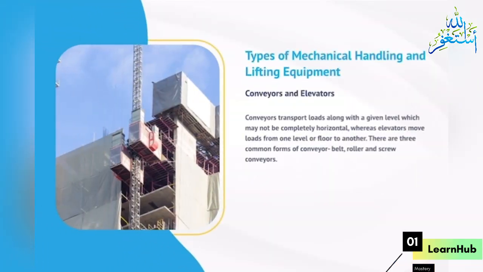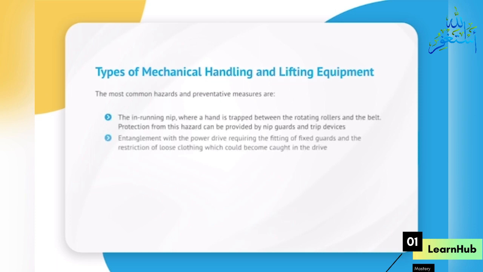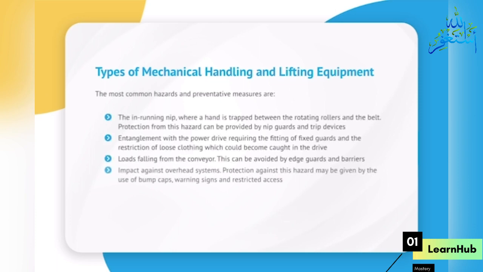Conveyors and elevators. Conveyors transport loads along a given level which may not be completely horizontal, whereas elevators move loads from one level or floor to another. There are three common forms of conveyor: belt, roller and screw conveyors. The most common hazards and preventative measures are the in-running nip, where a hand is trapped between the rotating rollers and the belt. Protection from this hazard can be provided by nip guards and trip devices.